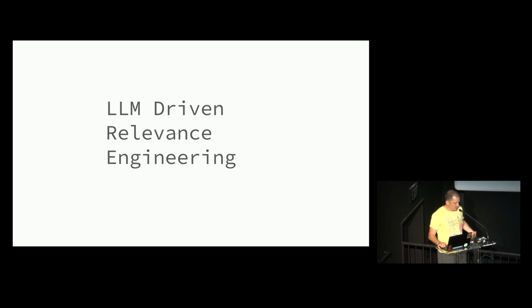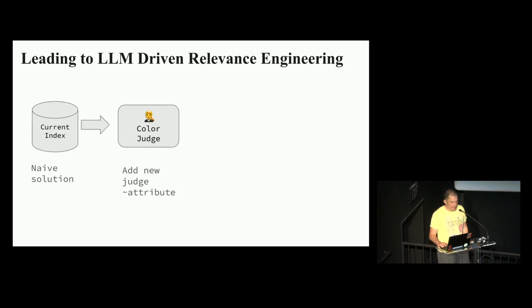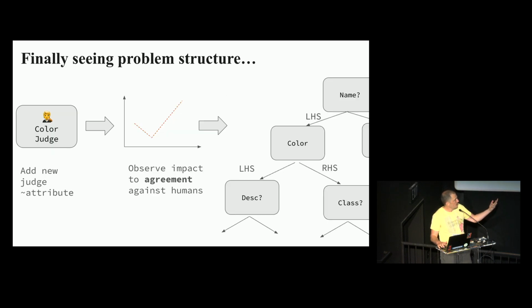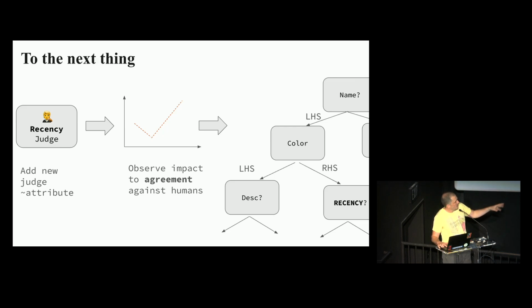So just to put this all together, LLM-driven relevance engineering. We start out with a naive solution for search. We add a new judge for some attribute. We add that to the index, I should say. We observe an impact to its agreement with the humans. We see maybe it explains more of the human labels, our LLM-judge ensemble. And we see how it fits into the structure of the problem. And then we continue with our next feature. So now we move on to, does recency matter for our situation? We create a judge just for which of these is more relevant.